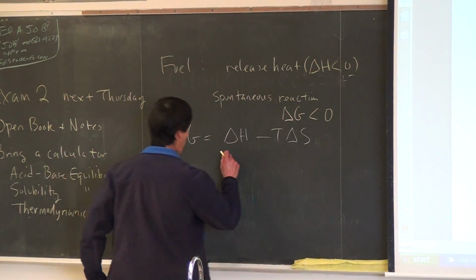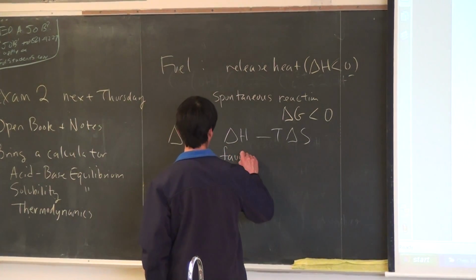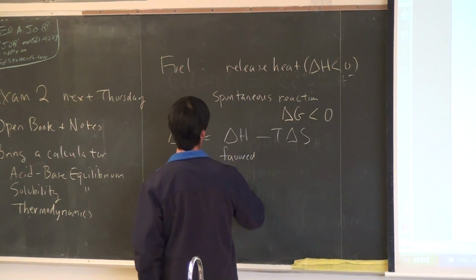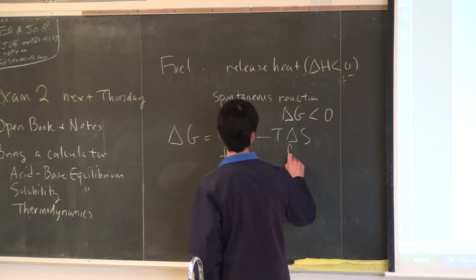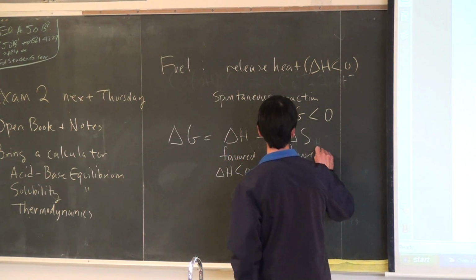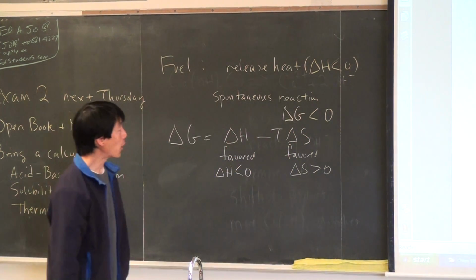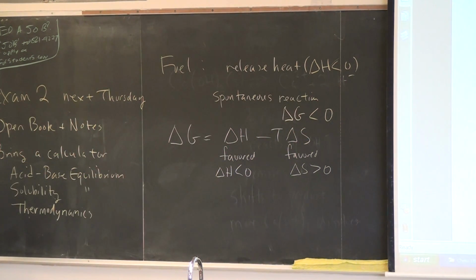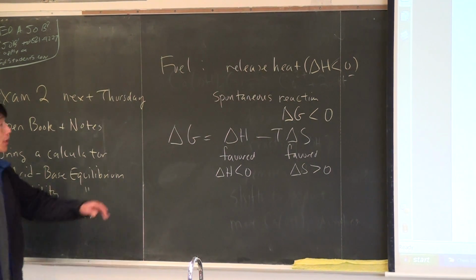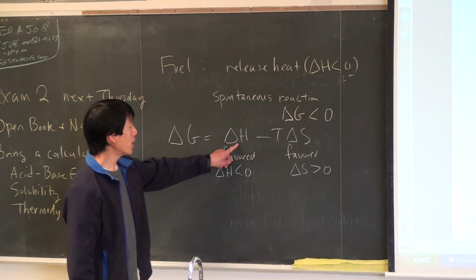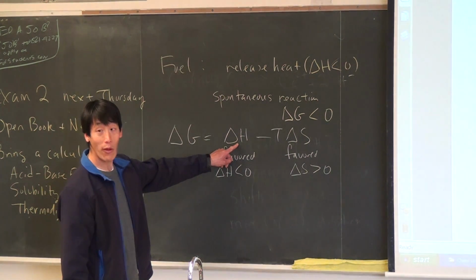So if it's favored by enthalpy, that means that delta H is going to be less than 0. If it's favored by entropy, delta S is going to be greater than 0. So we can answer the first part right away. Is this reaction favored by enthalpy? Yes, because delta H we found is less than 0. Okay, so that's going to be favored by enthalpy.